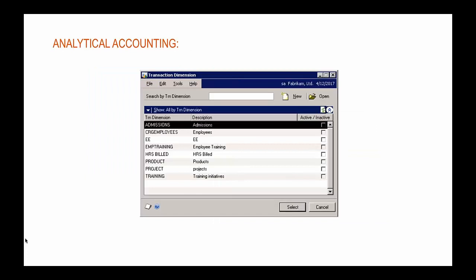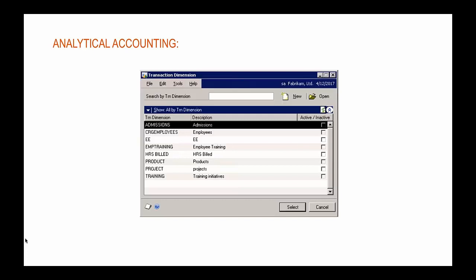Analytical accounting is also an important piece in GP, and it's oftentimes overlooked. Analytical accounting gives us the capability to create unlimited tracking dimensions above and beyond what is in the GL segments. Those dimensions can be alphanumeric, so we're looking at lists of things like employee lists, project lists, trade show lists. The advantage is that inside GP you can say that on certain GL accounts, some of these analytical accounting dimensions are required.